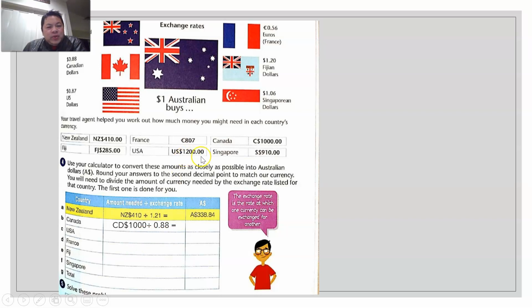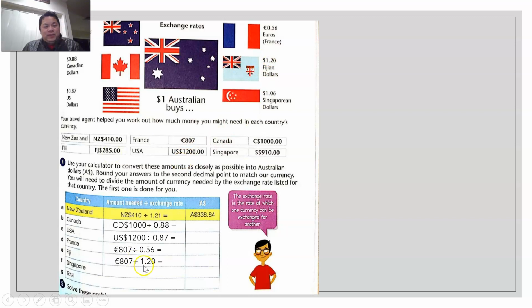So $1,200 divide by 0.87. That's right. To find out how much you need to change in terms of Australian dollars. Then for France, we need to have 807 euro. So 807 euro divide by 0.56. Well done. Then to get the Fijian dollars, since I need Fijian dollars, I need $285. So you divide by 1.2.